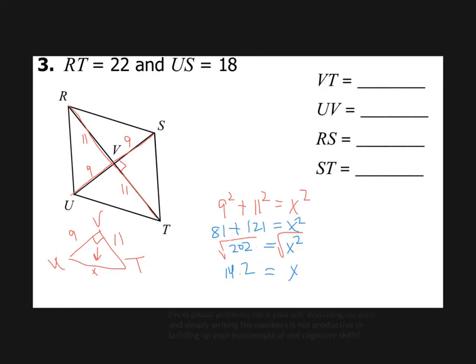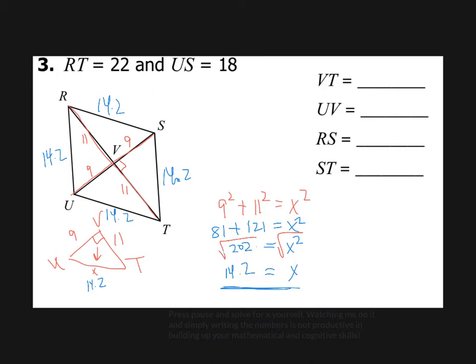Okay, so what I landed with was about 14.2. So this section right here is 14.2. That's UT. So 14.2 goes here, here, here. Let's go back and fix this one up. And here. And so I think we have all of the lengths.